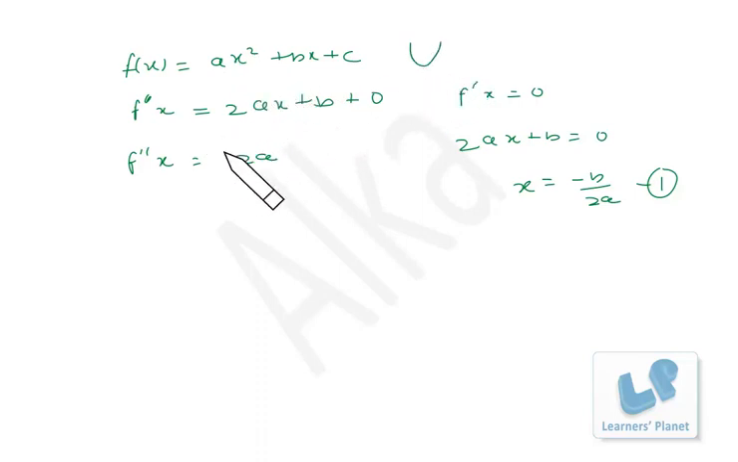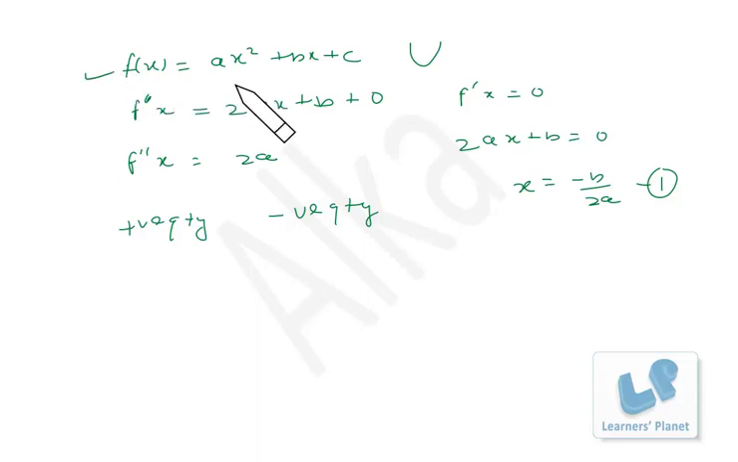So here a is positive. So now f double dash x is 2a, whether it is a positive quantity or a negative quantity. If it is a positive quantity, then by putting the value of x as minus b by 2a in the given expression, you will get the minimum value of this expression, right?